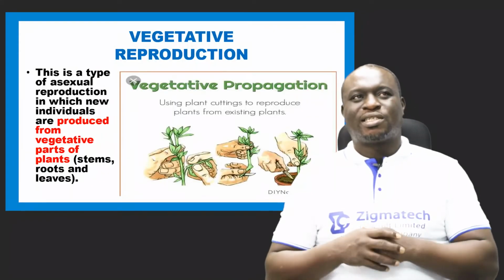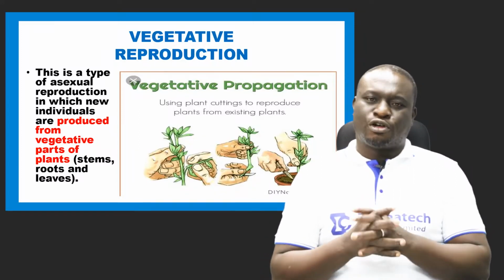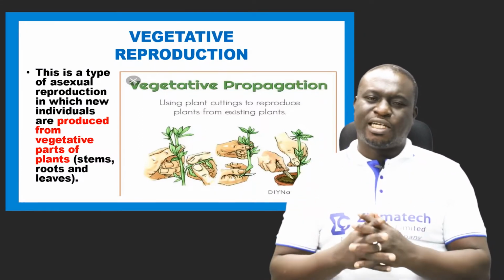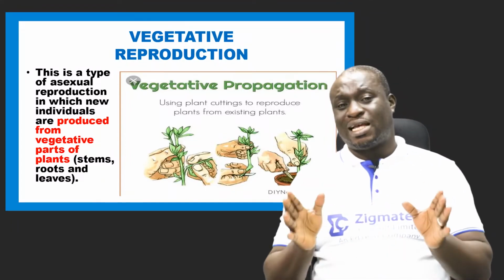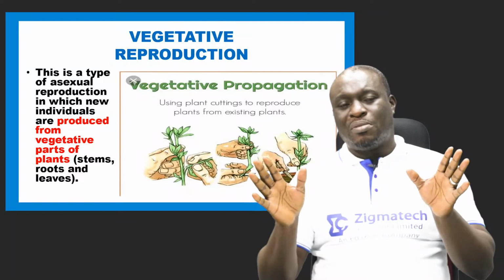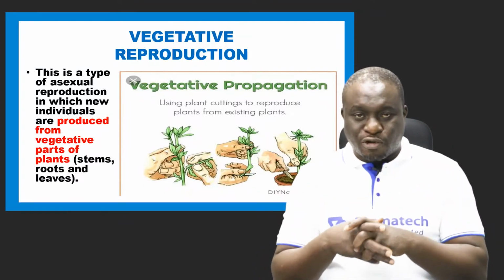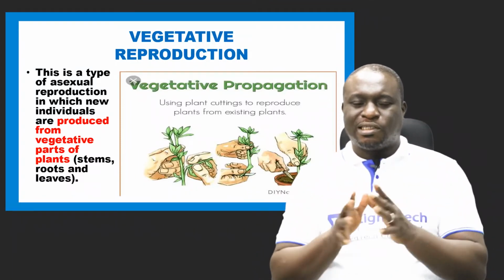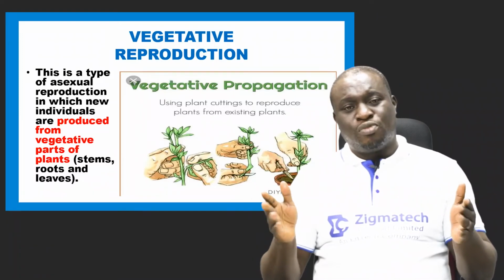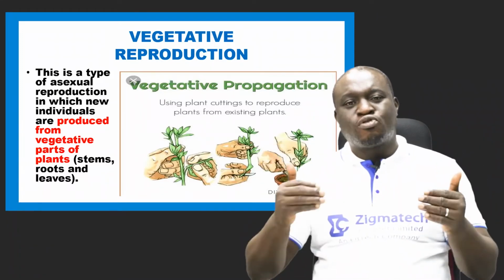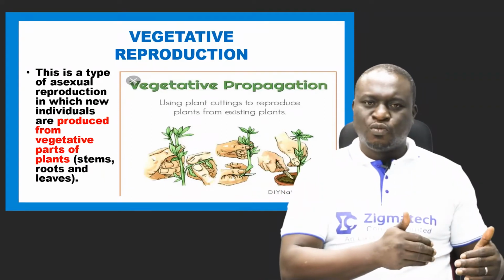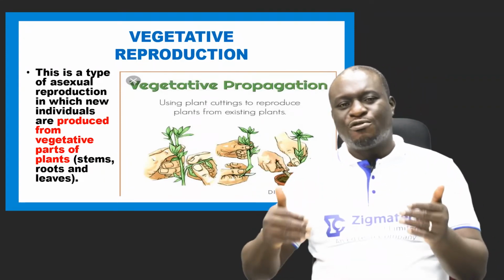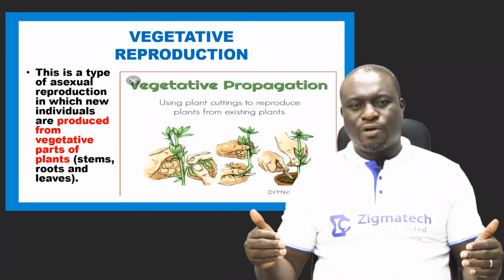Next is vegetative reproduction. Now, what is vegetative reproduction? That's the last type of asexual reproduction we're going to be considering in this class. Some books will call it vegetative propagation. Whether you see it as vegetative reproduction or vegetative propagation, they are all correct.